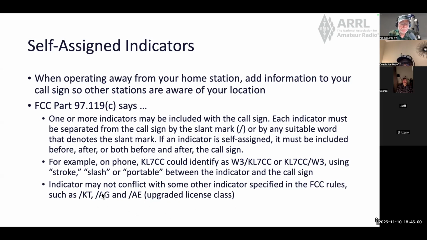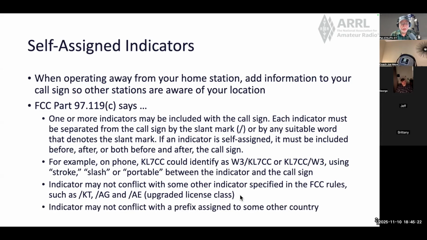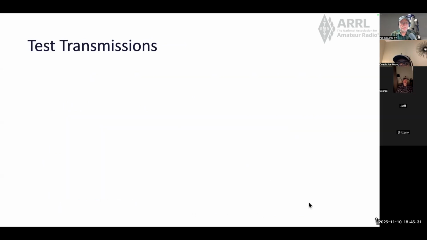So after you get your technician license and you pass your general test, before you get your general license in the FCC database, with that certificate of successful completion, you can still operate as a general. You just have to add /AG, or /AE if you've upgraded from general to extra. The indicator may not conflict with a prefix assigned to some other country.